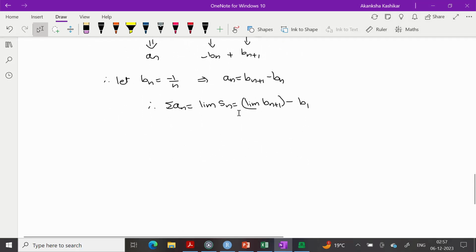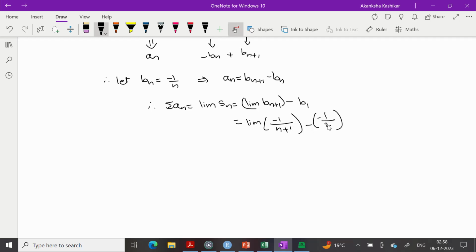So what is the limit of bn plus 1 here? That would be limit of minus 1 upon n plus 1, minus b1. Sorry, b1 is simply 1. So this goes to 0 and this becomes 1. Therefore, the sum over 1 upon n into n plus 1 is simply 1.